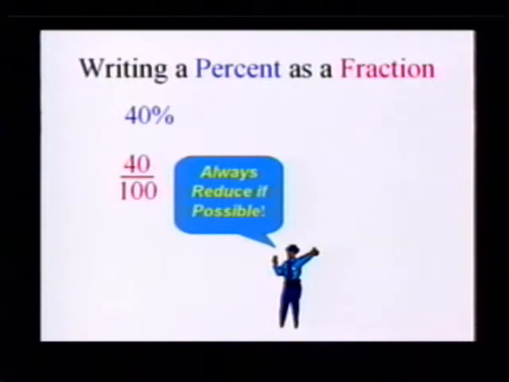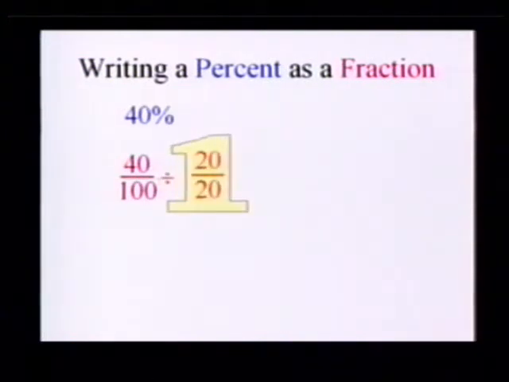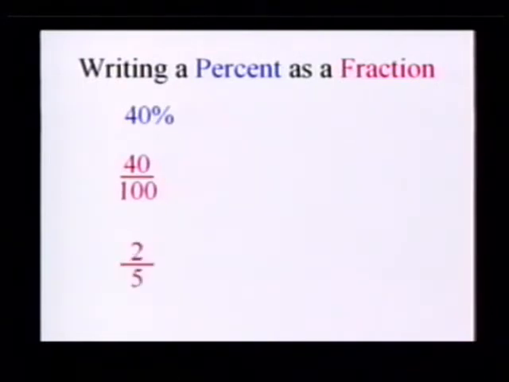Oh, we have to reduce, of course. In this case, reducing, dividing by 20 over 20, known downtown as 1. And 40% would be 2/5. Cool. Okay? Let's reduce this bad boy. Change him to a fraction.